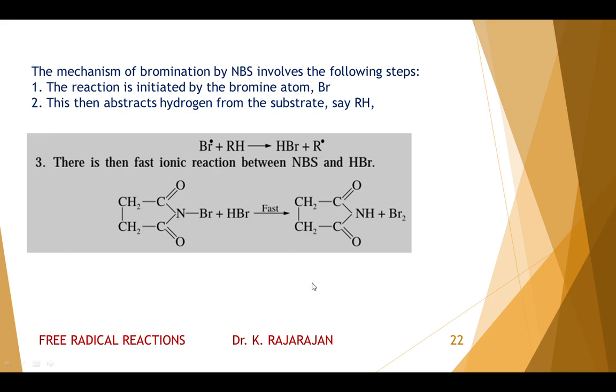Now let's see the mechanism of bromination. The mechanism of bromination by N-bromosuccinimide involves the following steps. Number one, the reaction is initiated by the bromine atom. Number two, this abstracts a hydrogen atom from the substrate, say RH. So Br free radical plus RH gives HBr plus R free radical. This is then followed by a fast ionic reaction between N-bromosuccinimide and hydrogen bromide.